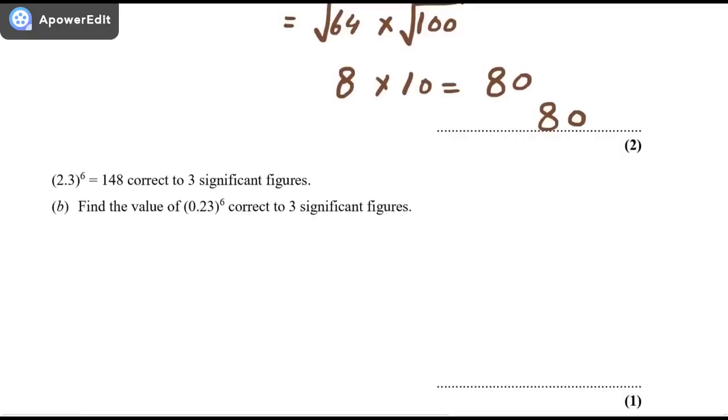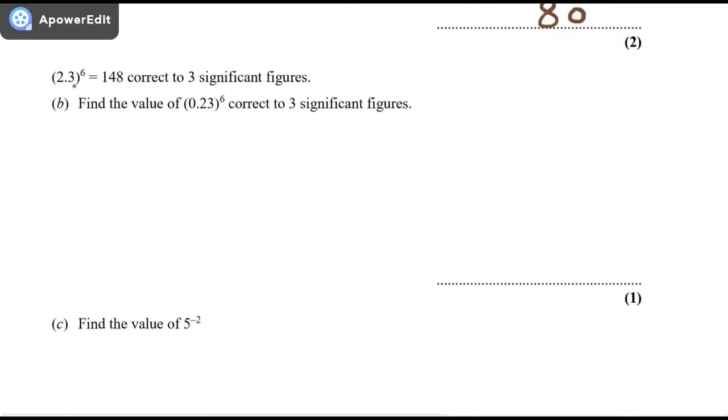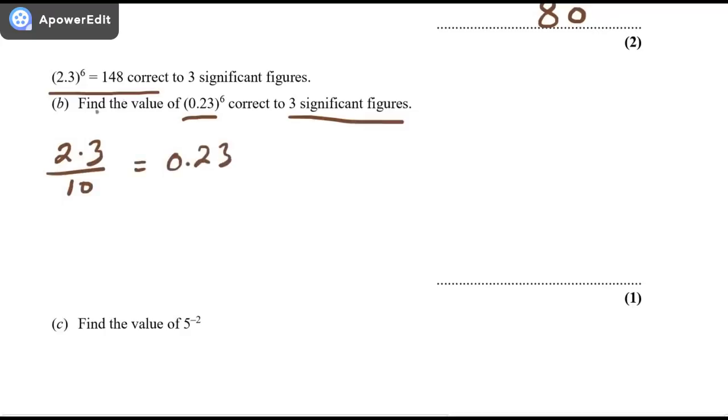Part B is a little bit tricky, but don't worry, it's not tricky. 2.3 to the power 6 is 148, correct to 3 significant figures. So we're going to find the value of 0.23 to the power 6, correct to 3 significant figures. So yeah, it's going to be the same. This is 2.3. We got the hint here, so you need to focus on the hint. You know 2.3, so we have to do 0.23. If you do 2.3 divided by 10, you get 0.23, isn't it? So we're going to use this concept to solve this part.